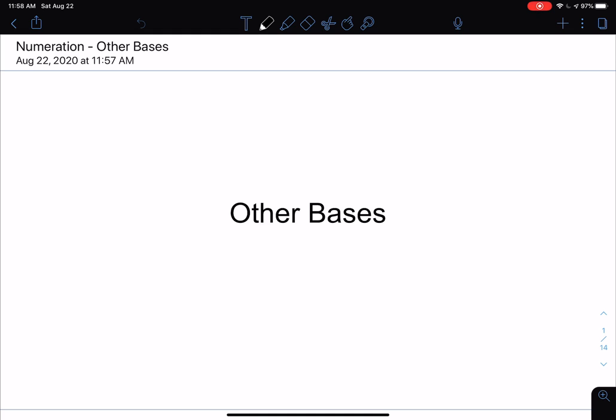Including binary and base 12, base 16, like all kinds of other bases. Like how would you convert from base 10 in our system to other bases? So plenty of examples that we're going to go over today.